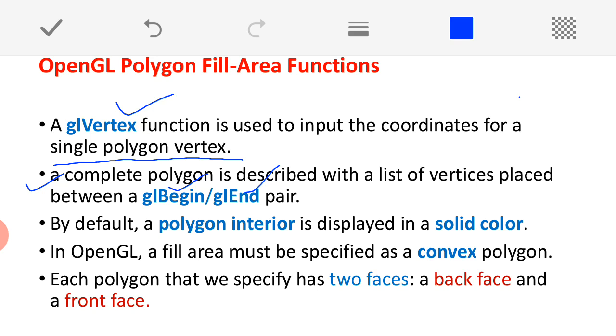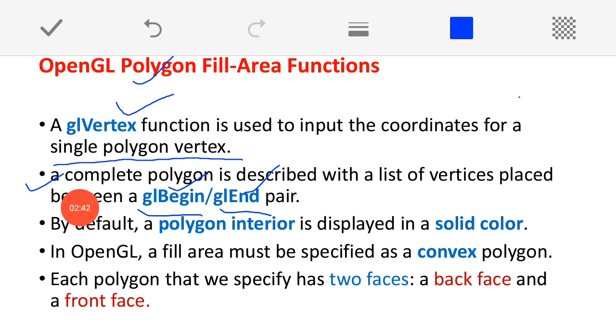As we have already learned, whenever you want to create any object which is to be displayed, in OpenGL it is always suggested that we use the functions glBegin and glEnd. Under this pair of functions, we write the code to draw this polygon. That is the second point.